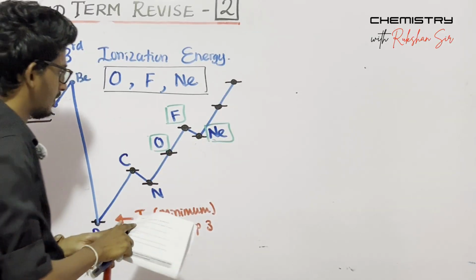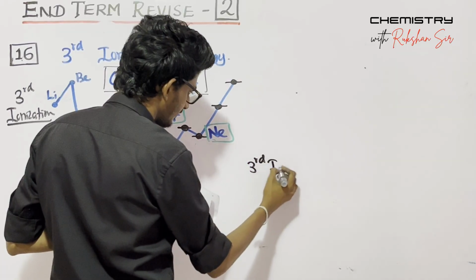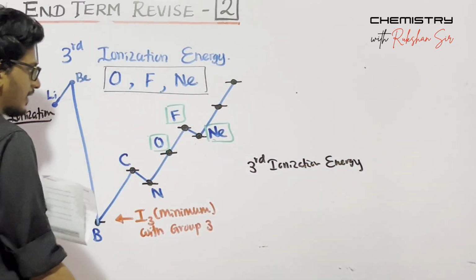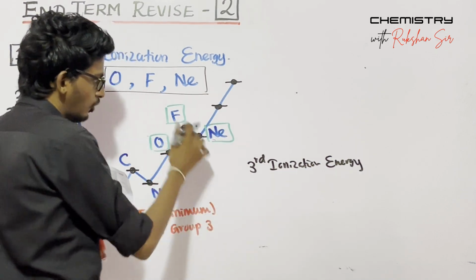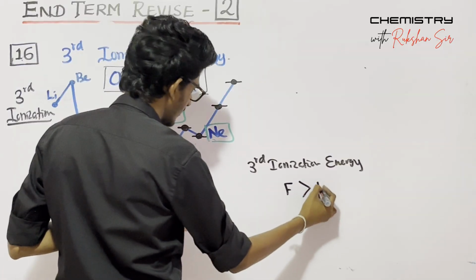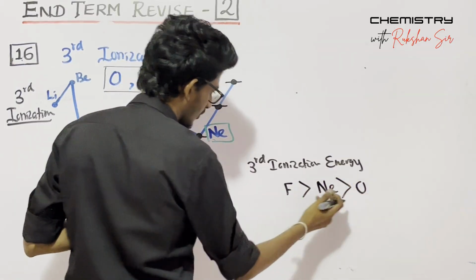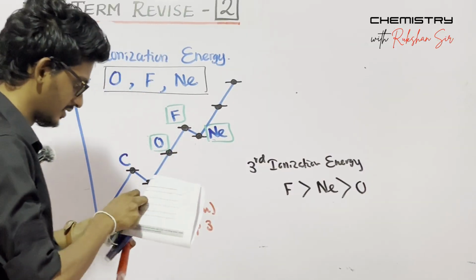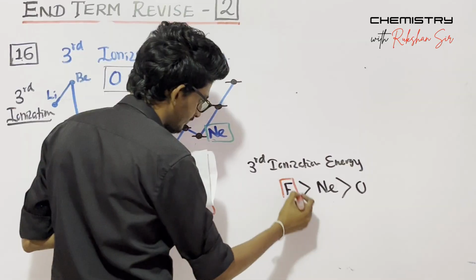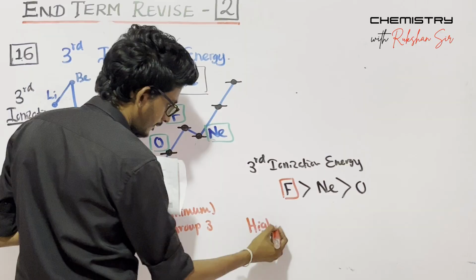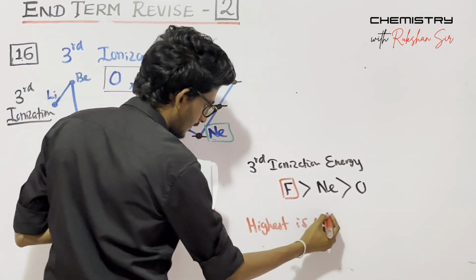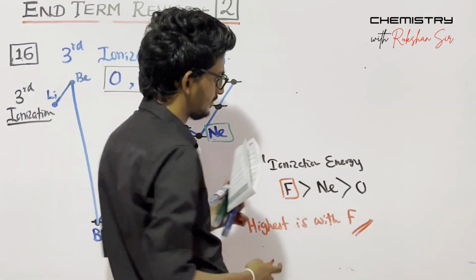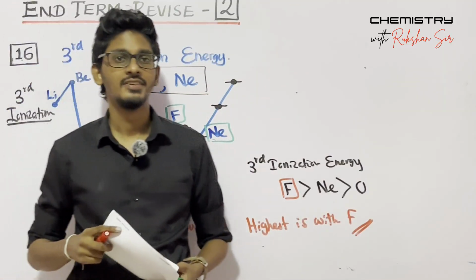So when it comes to third ionization energy, fluorine has the greatest value, then neon, and the least value is with oxygen out of these three. Of the three elements, they are looking for the highest third ionization. So the highest third ionization appears with fluorine out of these three. So the answer is fluorine. That is the review for statement 16.